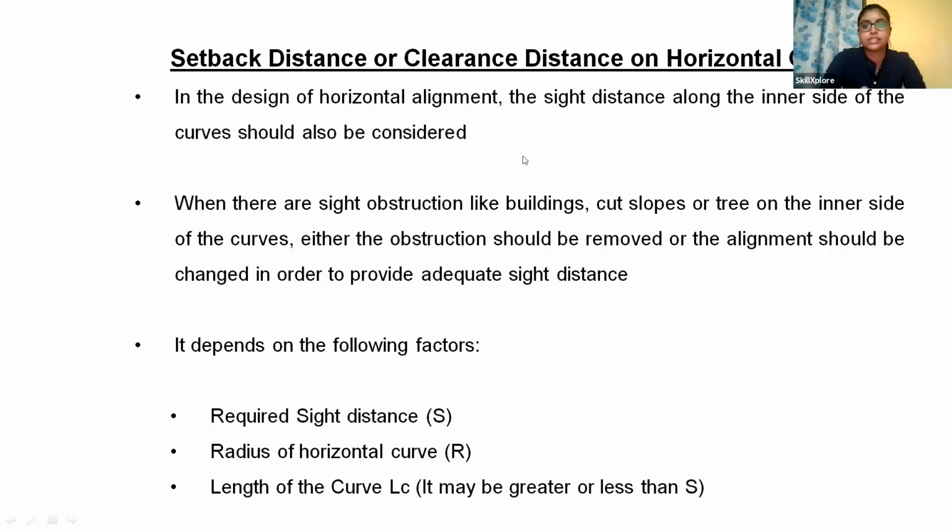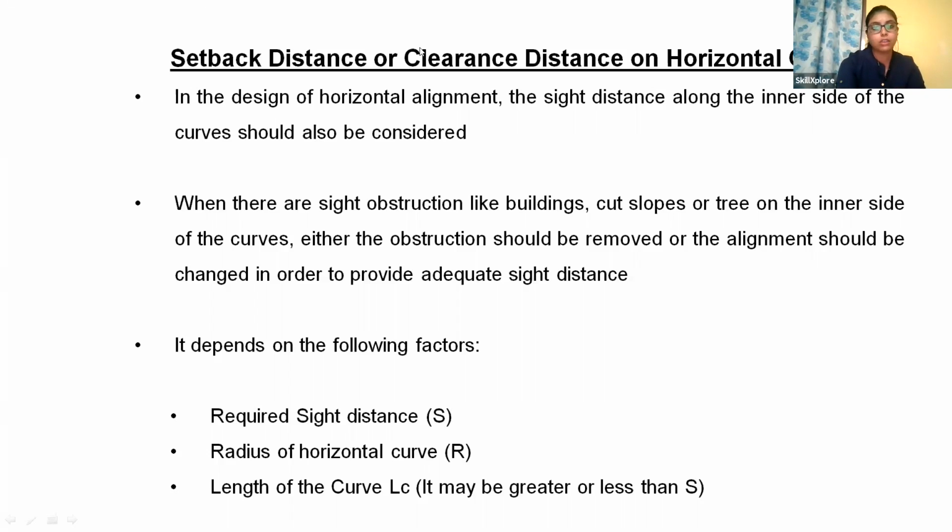Next, we'll see what is setback distance or clearance distance on horizontal curves. In the design of horizontal alignment, the side distance along the inner side of the curve should also be considered. As we have already mentioned, side distance is important. So when there are obstructions like buildings, cut slopes or trees on the inner side of the curves, either the obstruction should be removed or the alignment should be changed in order to provide adequate side distance. So here also the key is side distance. To provide adequate side distance, some changes should be given in the alignment. That is actually known as the setback distance or clearance distance.